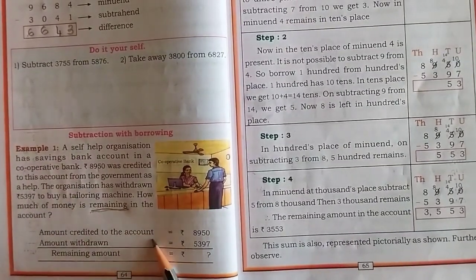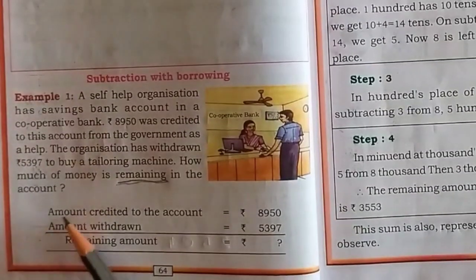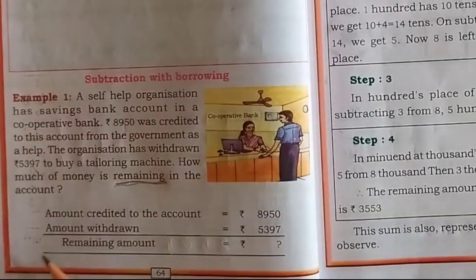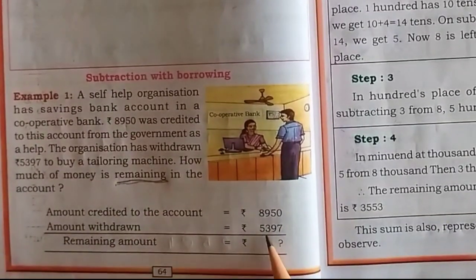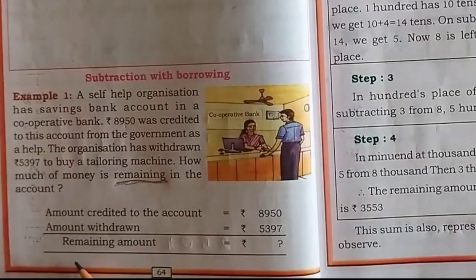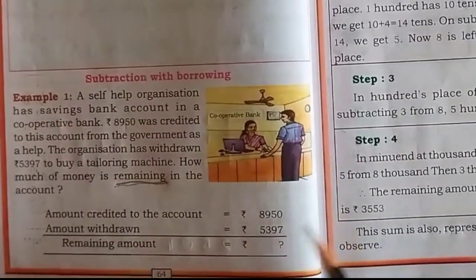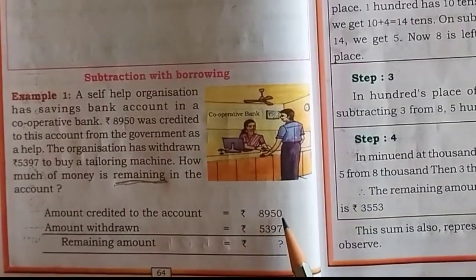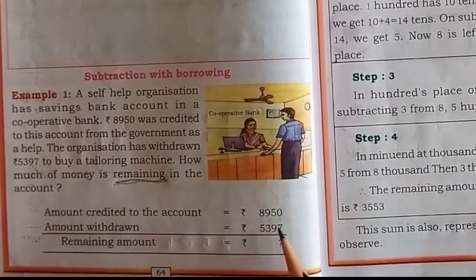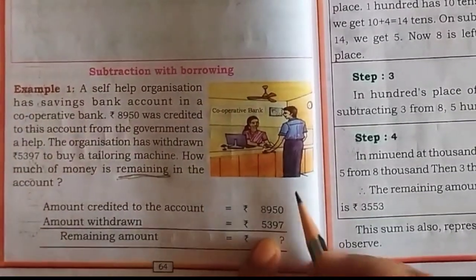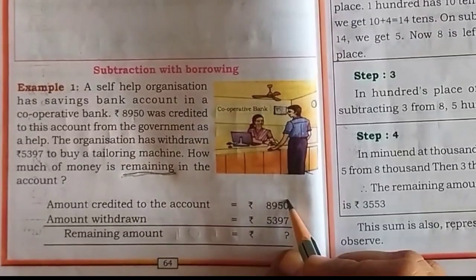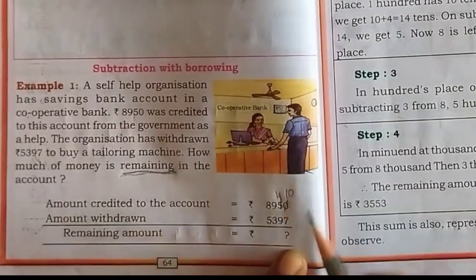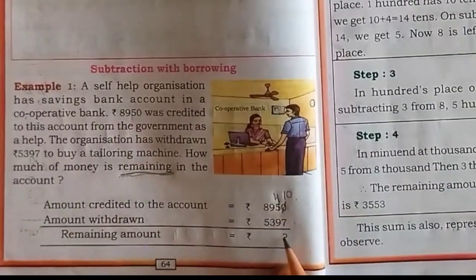Amount credited to the account in rupees. So we are using amount credited to the account is 8950. Amount withdrawn is 5397. So here answer difference we have to do. Remaining account 7 minus 0. So here 0 is a small number. We cannot subtract 0 from 7. So we are going to borrow from the next place. So when we borrow, this 0 will change to 10. This 5 will change to 4. So 10 minus 7 is 3.